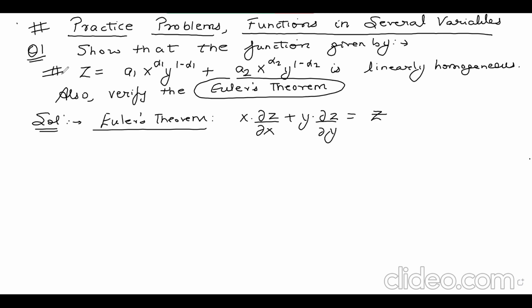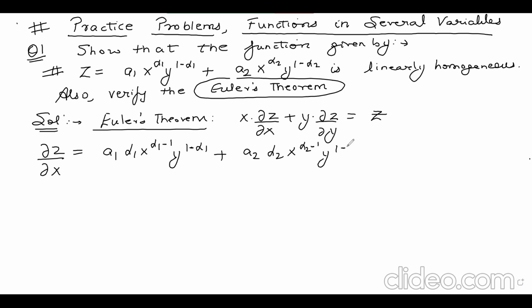Now, can I find del z by del x quickly? So del z by del x is going to be the partial derivative of z with respect to x, treating y as a constant. If I calculate this, it's a1 alpha 1 x to the power alpha 1 minus 1 y to the power 1 minus alpha 1 plus a2 alpha 2 x to the power alpha 2 minus 1 y to the power 1 minus alpha 2. This is del z by del x.